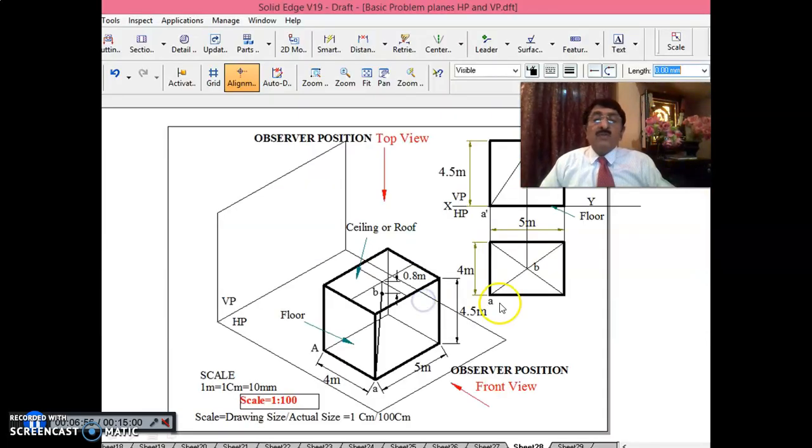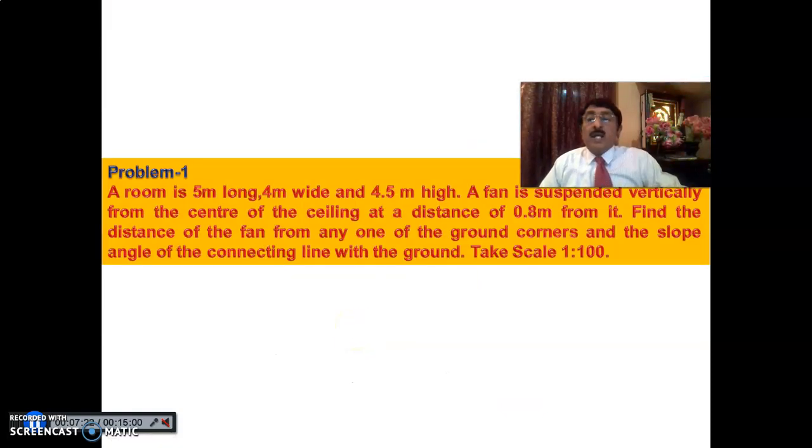Now you see here, this is VP, HP. VP is the vertical plane where you have the front view. HP is the horizontal plane. You assume this as the ground in application problems afterwards. Assume that this is the room. Okay, please follow, I will do it slowly. This is the room. As you see here, this is 5 meter long, 4 meter wide, and this is 4.5 meter high, length into breadth into height.